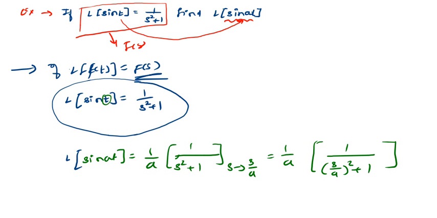After solving this, you will see this will be 1 by a square upon s square plus a square, which is equal to a upon s square plus a square. This is the known formula for sin at.